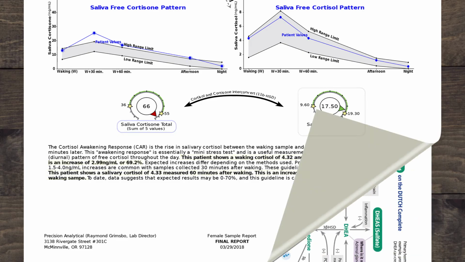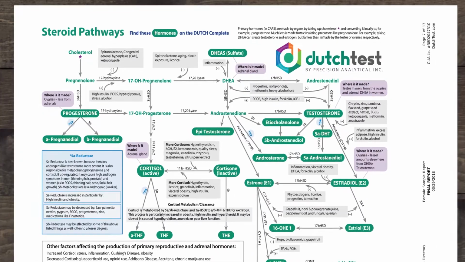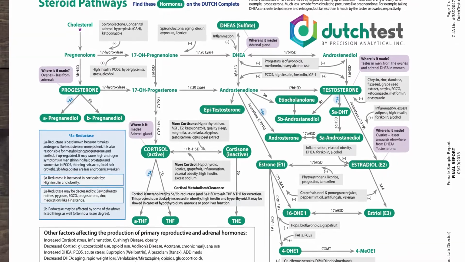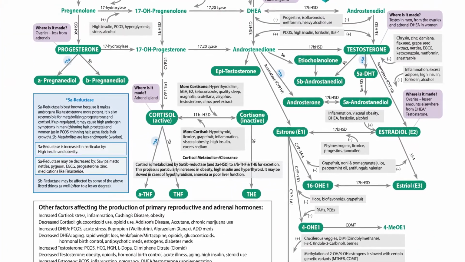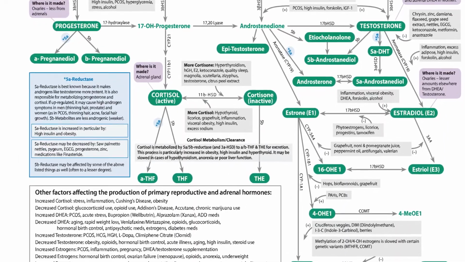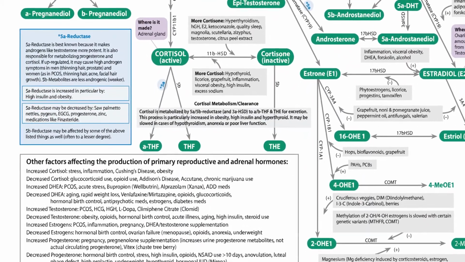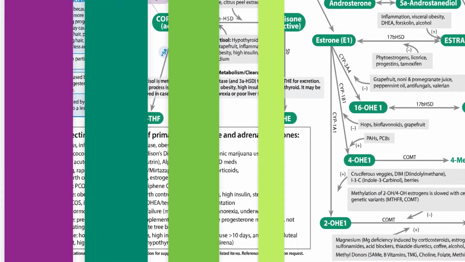Following the results, you'll see a page with the steroid flow chart. Here you can see most of the hormones that we measure and the metabolites, along with the pathways and the enzymes that impact those hormones, as well as the different things like herbs, supplements, and exposure to different things within your environment that can actually influence how a hormone is metabolized.